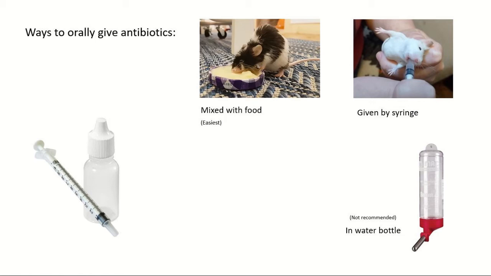There are numerous videos online on how to administer antibiotics through a syringe, so I won't go into too much detail. I'll just let you guys look at the video. But the final way you can do it is also through a water bottle. I wouldn't recommend doing this though, because different mice will drink different amounts of water, and of course then you don't know how much of the antibiotic they're getting. It will still work in most cases, however usually you want to give them an exact amount.